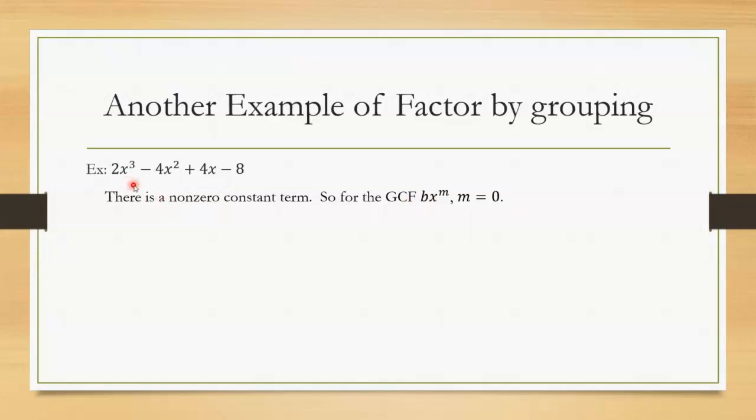Now, if you look at the numbers here, the coefficients and the constant term, I didn't write out the factors, but hopefully you can see that the greatest common factor among these numbers here is 2, mostly because 2 is itself a factor of 4 and 8.